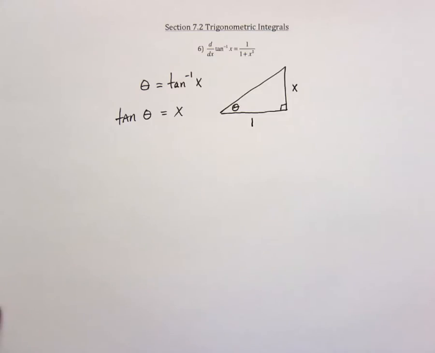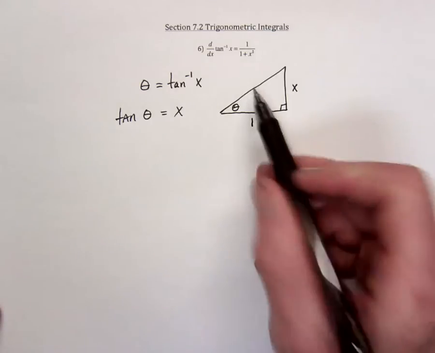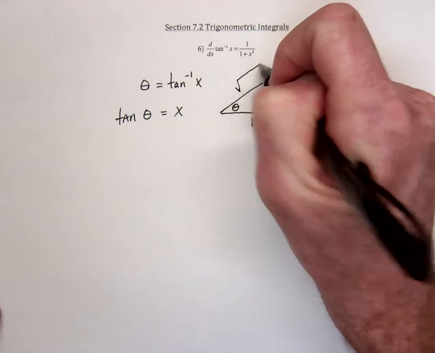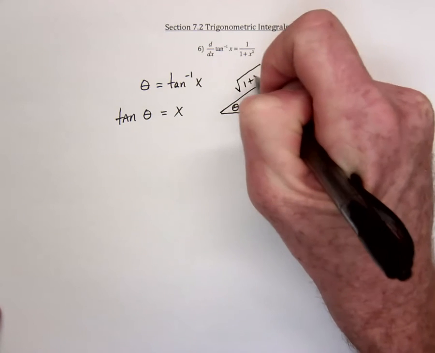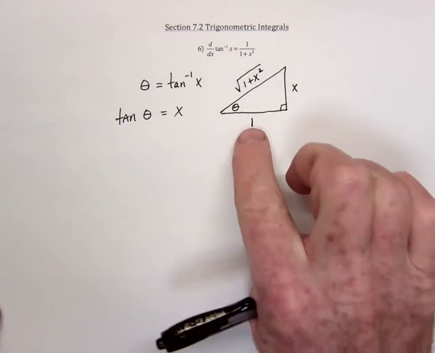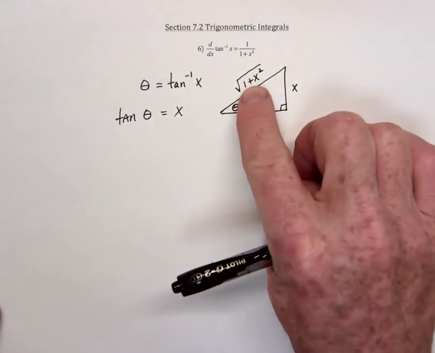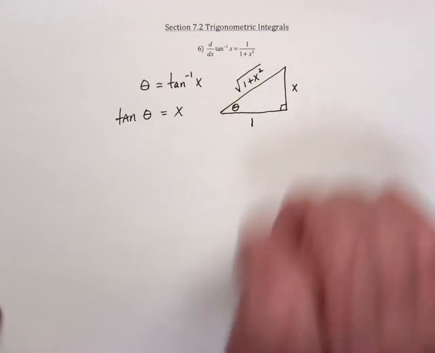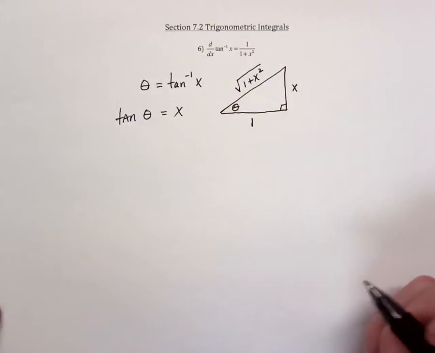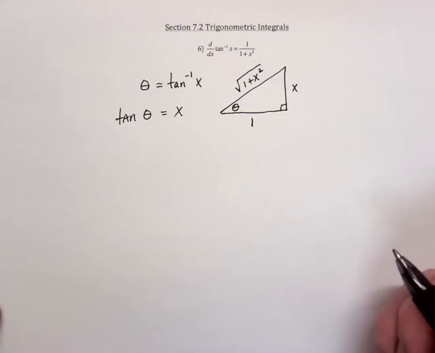Now if you do the Pythagorean theorem to solve for the hypotenuse, you will find out it's the square root of 1 plus x squared. So you'd square these two sides, add them together, that equals this side squared, and then to solve for that side, take the square root. Good. Now what about derivatives?